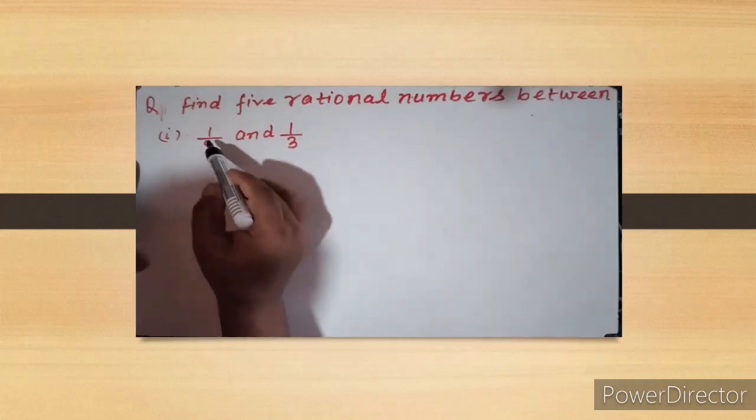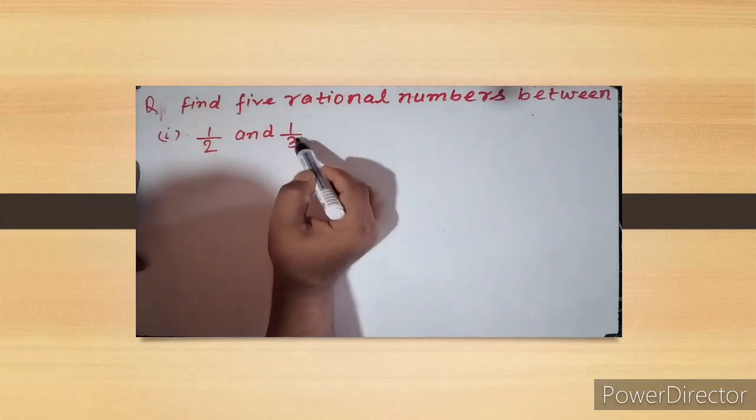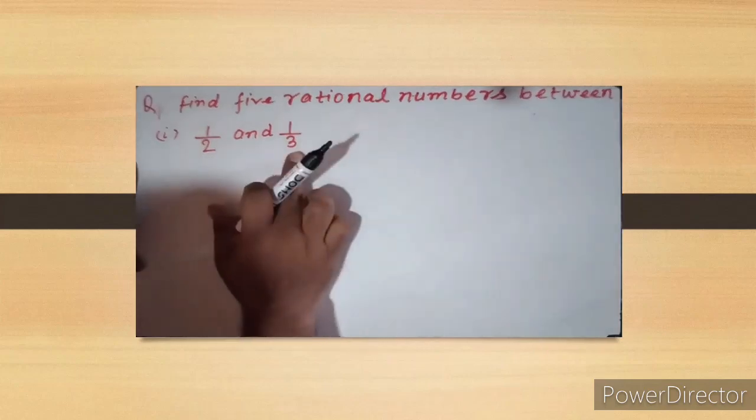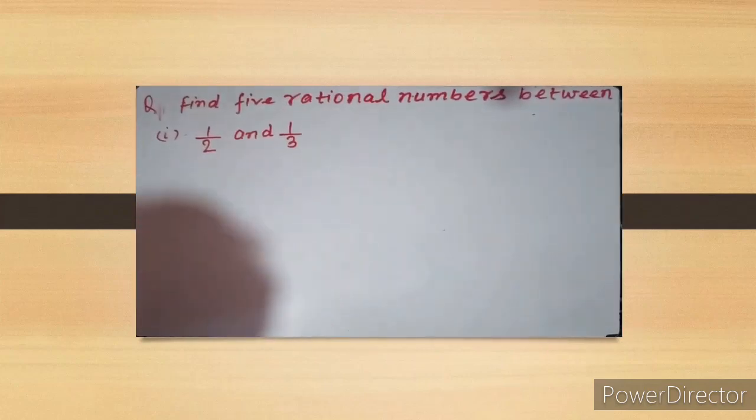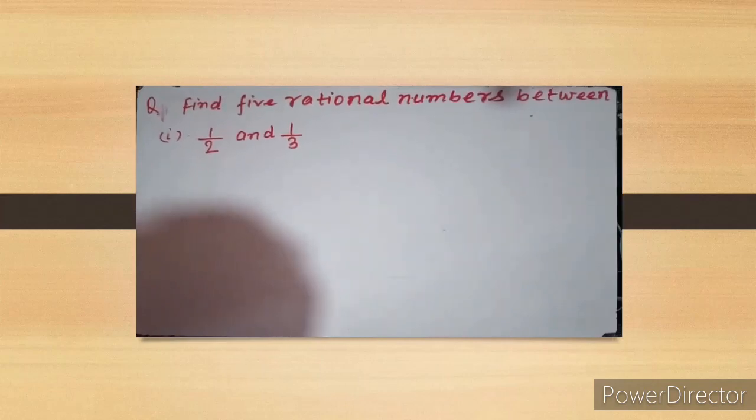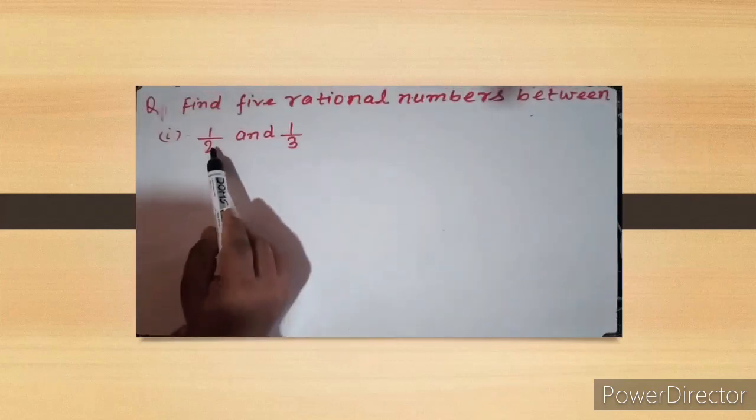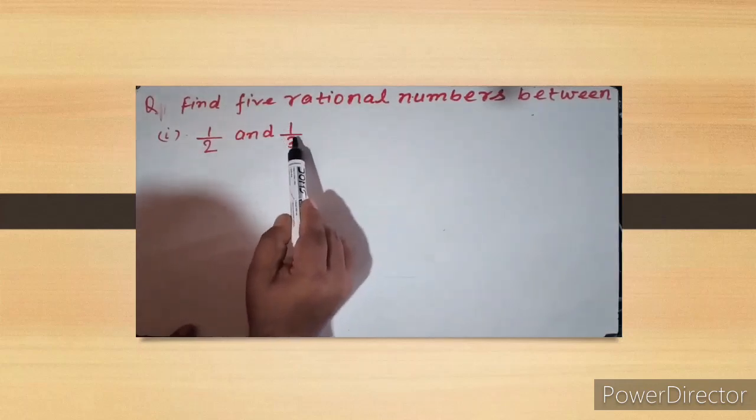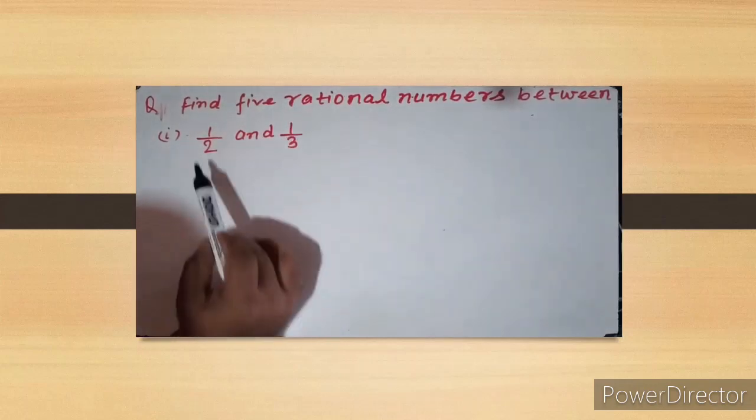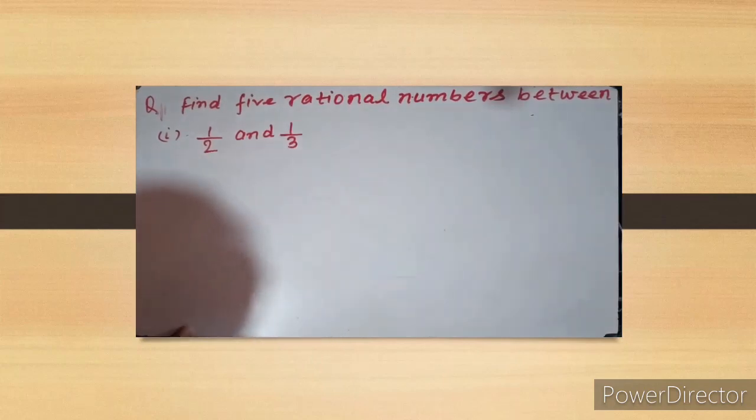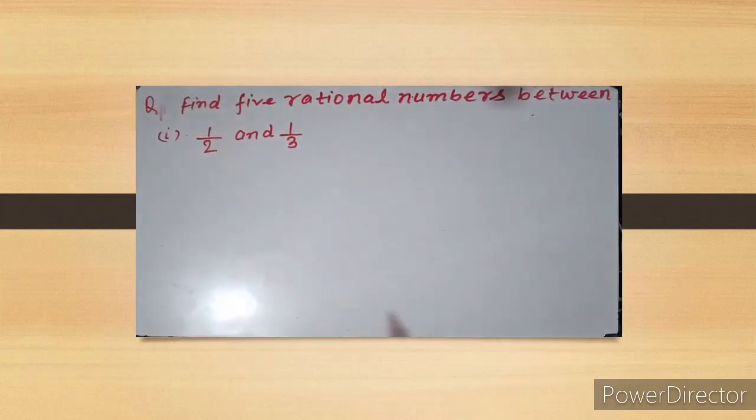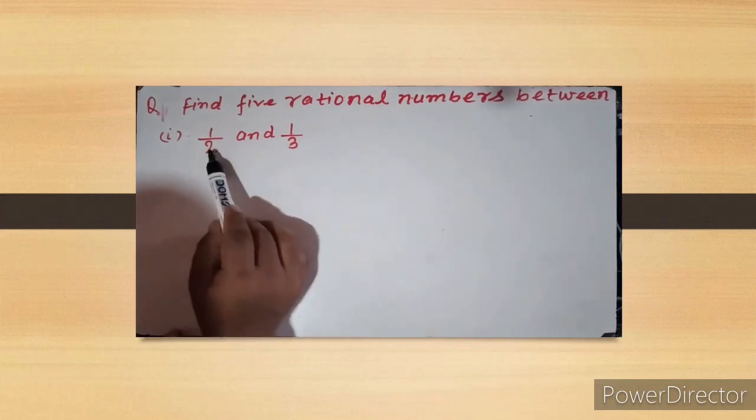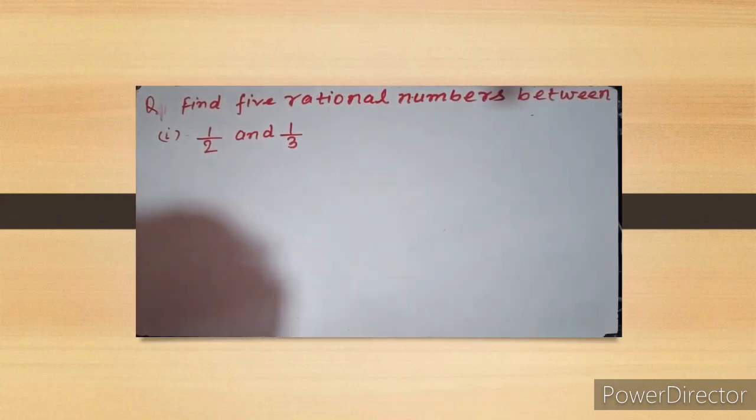Here we have in the question 1 by 2 and 1 by 3. These are two rational numbers and now we have to find the rational numbers between them. How many? 5 rational numbers. First of all, we will see the denominator. Denominator of this rational number is 2 and denominator of this rational number is 3. Both the denominators are different. So first of all, what we will do, we will equalize the denominator.